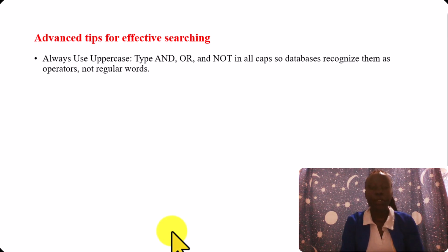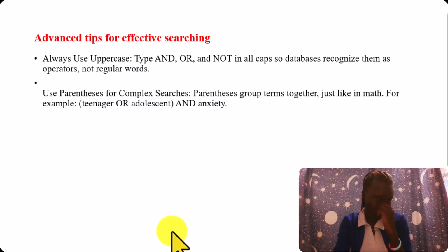Advanced tips for effective searching: always use uppercase. Type AND, OR and NOT in all caps, so the database recognizes them as operators, not regular words. So if you're using them, make sure they are in uppercase, so that the database will recognize them as operators, but not just regular words. Hope you got that point.